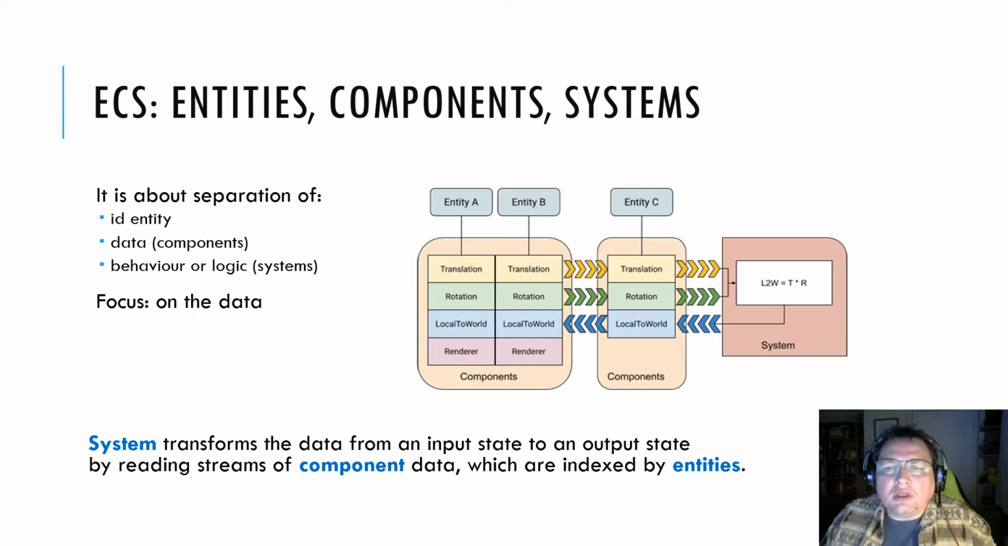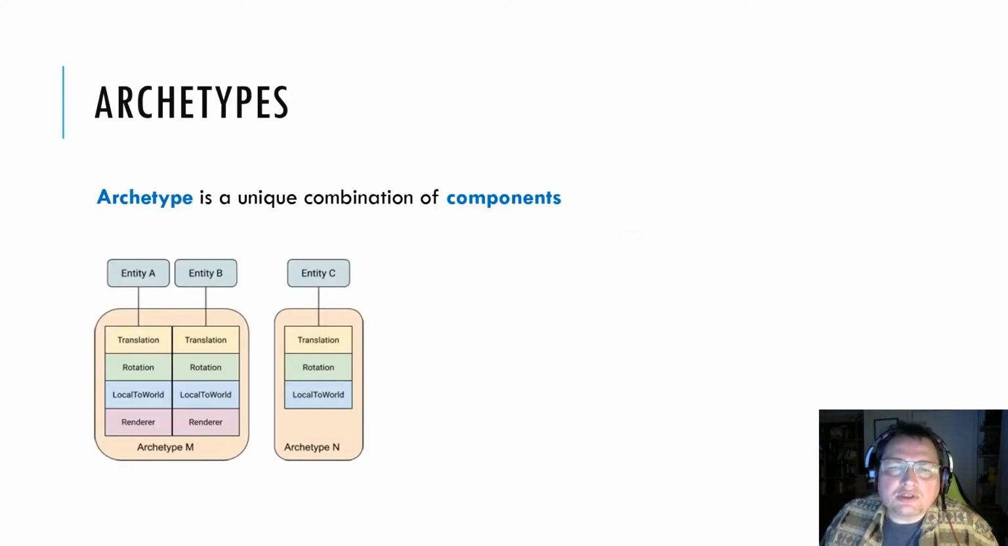Moreover, with a single entity, you can have many systems working on collections of data components coming from a number of entities. Each entity can differ in the range or combination of specific data components, and such a unique combination of components is called archetype.